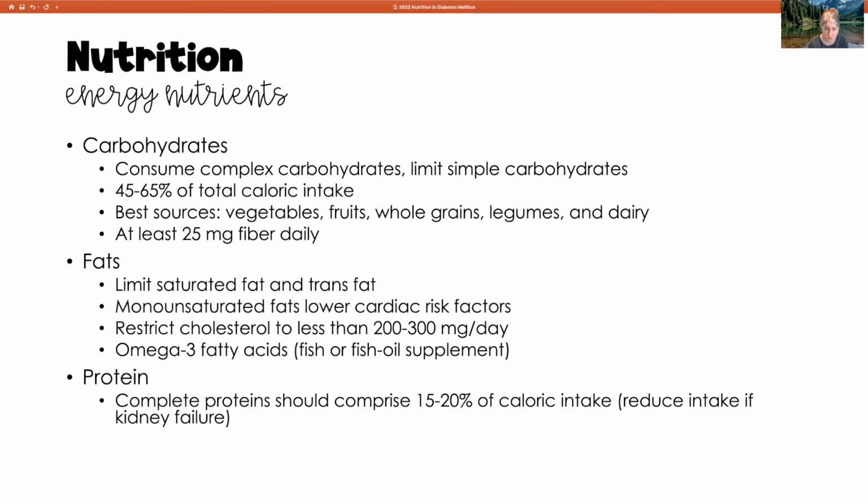Our best sources of complex carbohydrates are going to be raw vegetables and fruits, with the skin on them, or minimally cooked vegetables and fruits, so minimally processed. Whole grains, so oats, barley, whole wheat, legumes, and dairy products. And then we also want to make sure that we are getting at least 25 milligrams of fiber daily. So remember, one type of complex carbohydrates is fiber, and we do want our diabetic clients to be eating at least 25 milligrams daily.